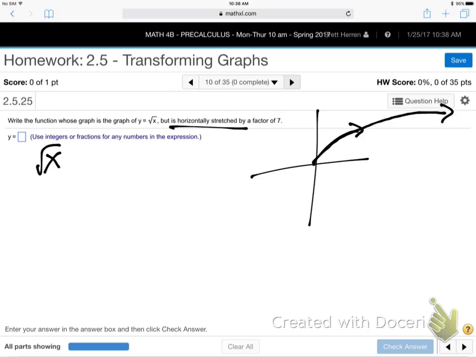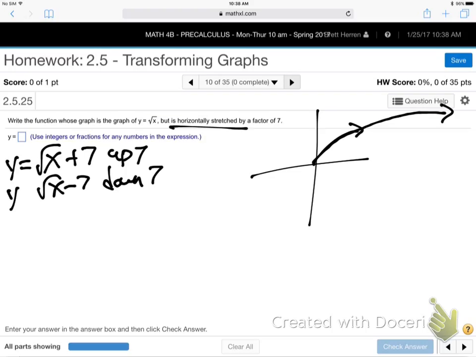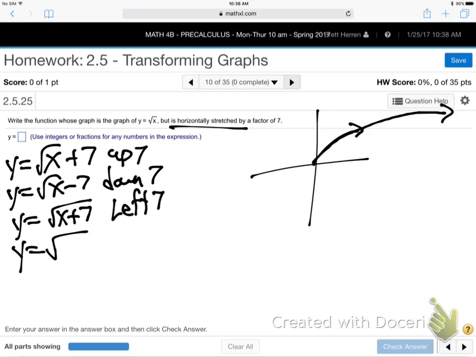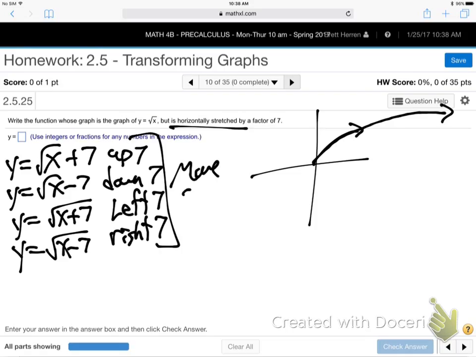So let me write out some examples. If you have, again, square root of x plus 7, that'd be up 7. Square root of x minus 7 would be down 7. These are all y equals square root of, and then put the plus 7 in the parentheses. What is that? Left 7. And put the minus 7 in there. That's right 7. Okay, those are all movements, aren't they? These are all move the graph. That's different than stretch it.